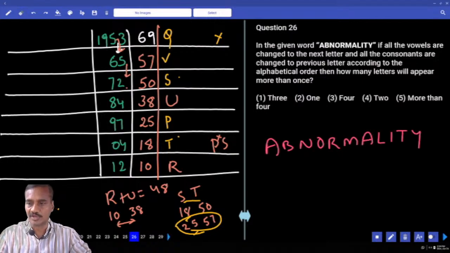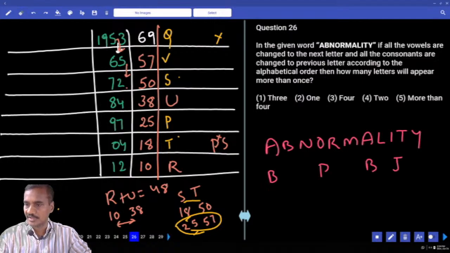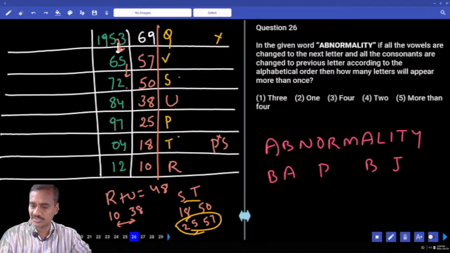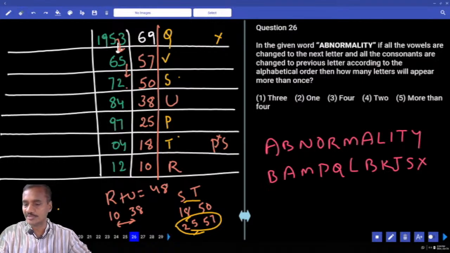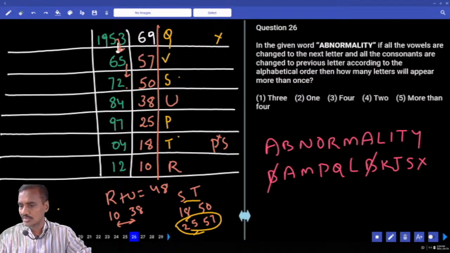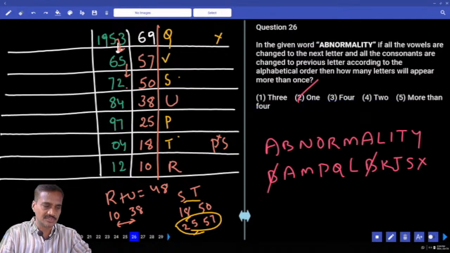Now in this word abnormality, all the vowels are changed to next. That means A has become B, and so on. All the consonants are changed to previous. Now this is A, M, Q, L, K, S and X. Then how many letters will appear more than once? B appears twice, and the others A, M, P, Q, L, K, J, S, X appear once. So only one letter, that is choice 1 for question number 26.